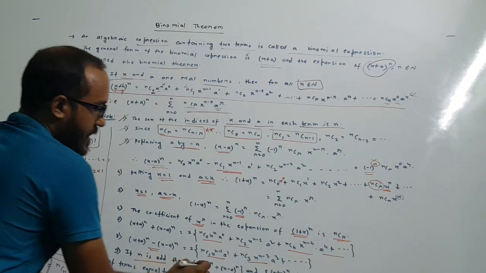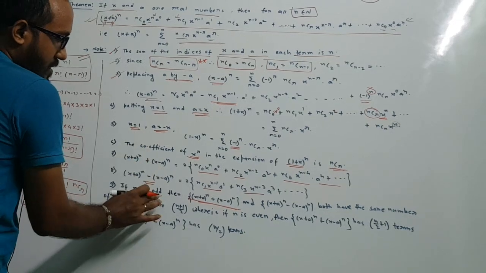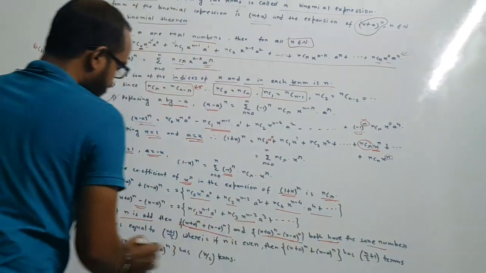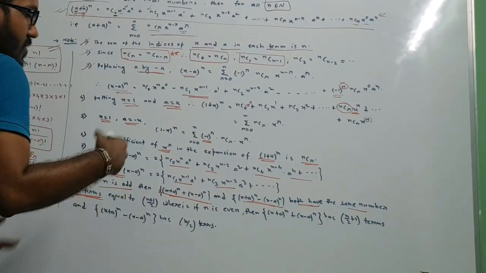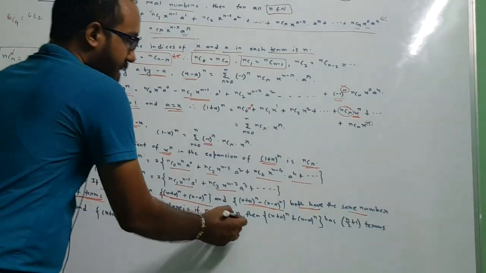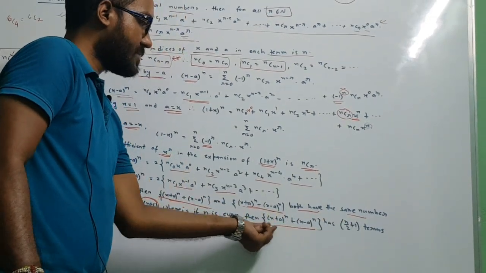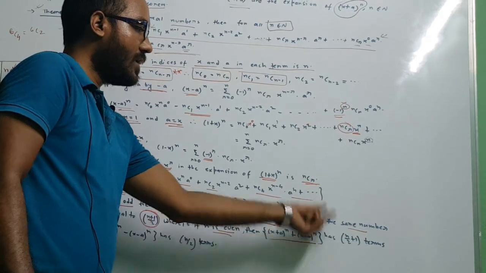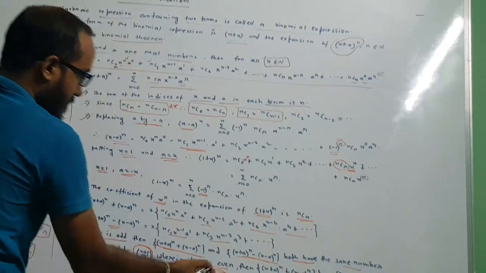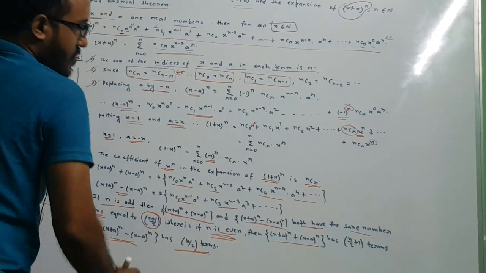If n is odd, then both of these expressions have the same number of terms, and that number of terms would be n plus 1 by 2. If n is even, then the positive combination, x plus a to the power n plus x minus a to the power n, will have n by 2 plus 1 terms. If n is even, then the minus combination, x plus a to the power n minus x minus a to the power n, will have n by 2 terms.